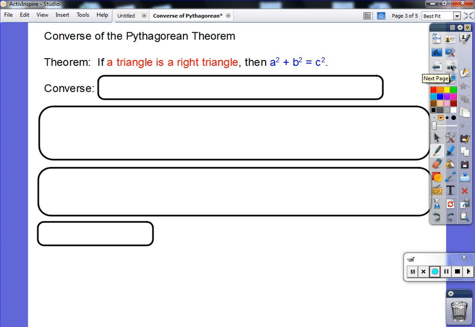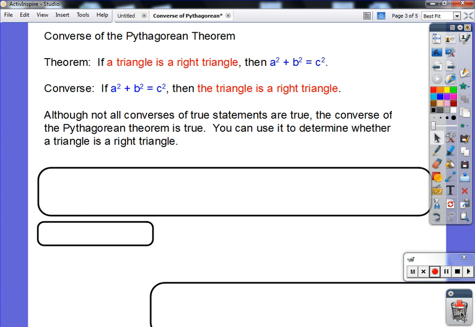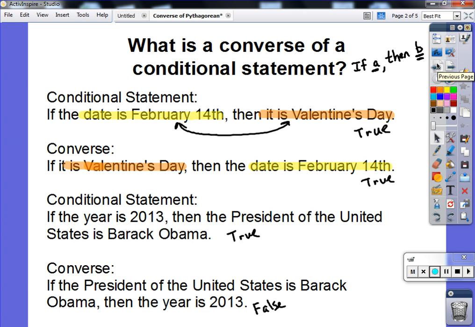The converse of the Pythagorean theorem. The Pythagorean theorem just says if a triangle is a right triangle, then a squared plus b squared equals c squared. The converse of that statement is simply going to say if a squared plus b squared equals c squared, then the triangle is a right triangle. Notice how I just flipped those parts around, the stuff that is in red with the stuff that is in blue. And as I was just explaining to you on the last page, not all converses of true statements are true, which was the case with our example here, with the President of the United States being Barack Obama, then the year being 2013.